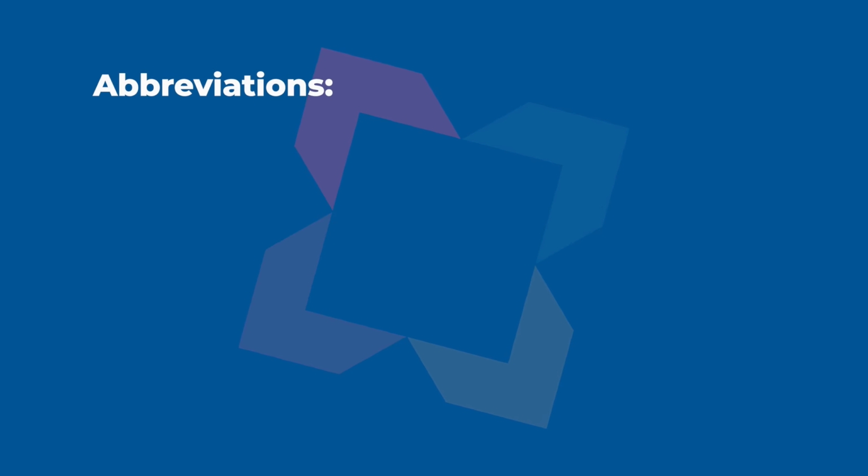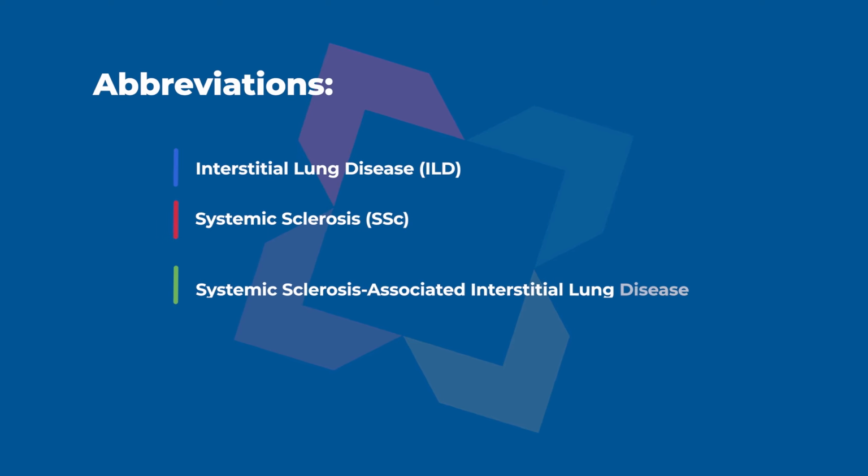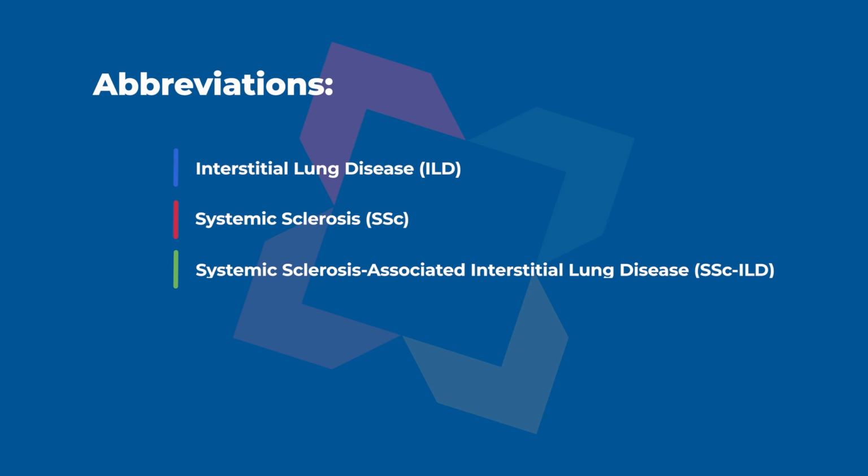The framework also allows for the inclusion of ungraded best practice statements. Throughout the video, we will be using the following abbreviations to keep things simple: ILD for interstitial lung disease, SSC for systemic sclerosis, and SSC-ILD when referring to systemic sclerosis-associated interstitial lung diseases.